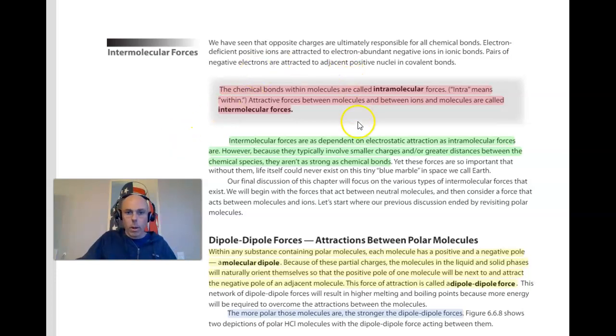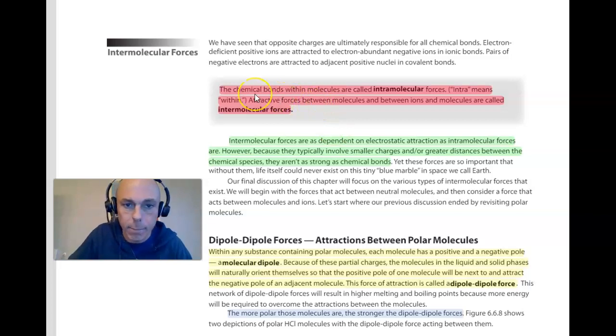The first thing we want to do is be clear about what intermolecular forces are and how they're different from intramolecular forces. And as our book says up here in pink, the chemical bonds within the molecule, intra meaning within, are called intramolecular forces. Whereas the attractive forces that exist between the molecules, or between ions and molecules, are called intermolecular forces. And I'm going to take you to a graphic to make sure that that makes sense.